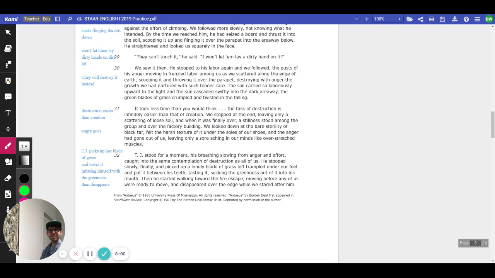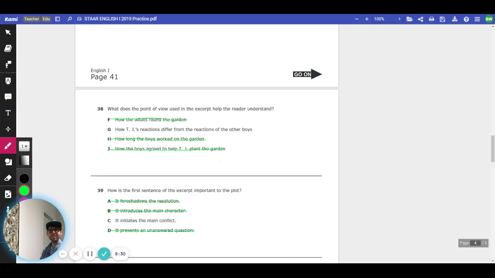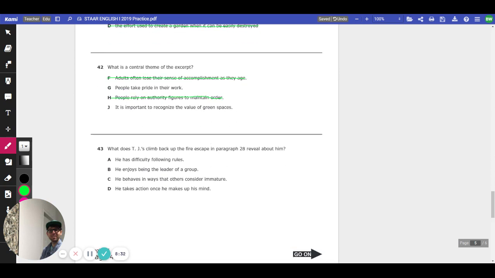We do have this thing at the end where he's sucking the greenness out of the last blade of grass, but it's more where he's contemplating the destruction of the work that they did. And then this whole paragraph here, if it took less time than you would think, the task of destruction is infinitely easier than that of creation. I think all of that is pointing towards this people take pride in their work theme. But that one is tough.